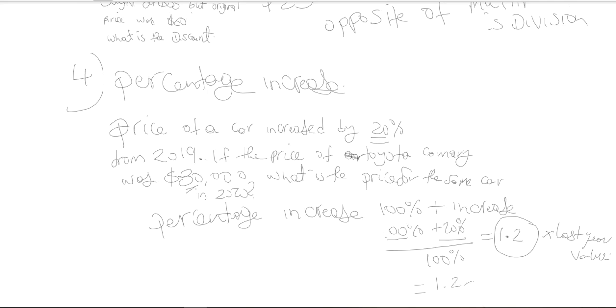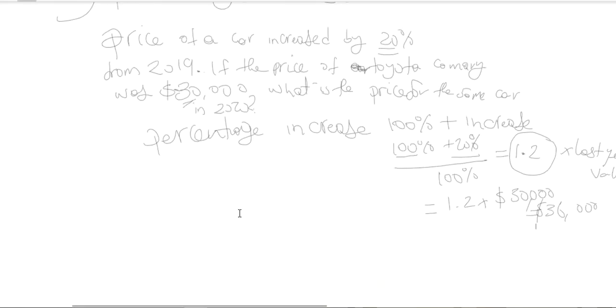1.2 multiplied by 30,000 gives you 36,000. That's a big increase. Normally nothing goes up that high really quickly, unless the price of material like the metal, the labor, everything has gone up. Then you probably see that much increase. I made up this problem, so it's not a real problem, but you see how it works.